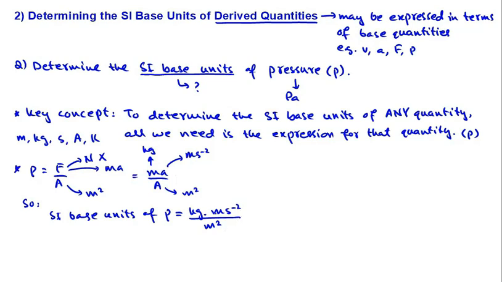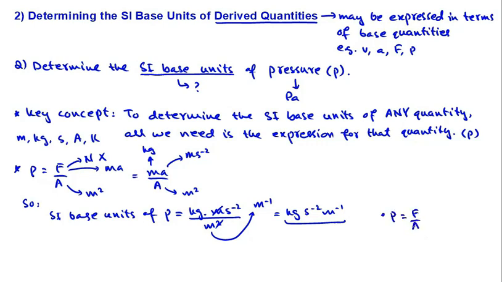See, this meter in the numerator and 1 meter in the denominator cancel out, leaving 1 meter in the denominator. When this meter is shifted to the numerator, it becomes meter inverse. And so the whole expression simplifies to kilogram per second squared per meter, which are the SI base units of pressure. See students, we determined the SI base units of pressure by using the general expression for pressure, P equal F over A.